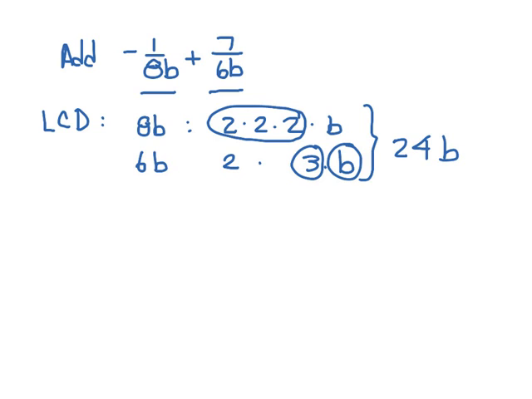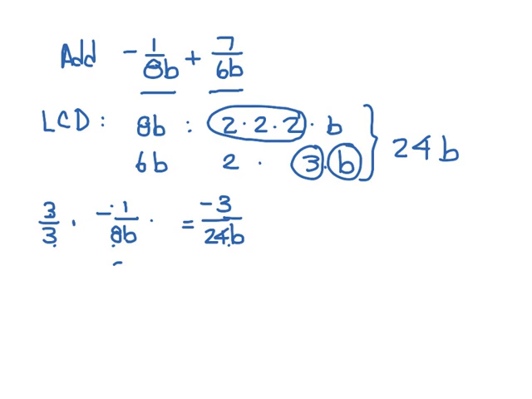Now what we want to do is to write each fraction in terms of that new common denominator. So in order for us to write negative 1 over 8b as a fraction that has 24b as a denominator, we're multiplying top and bottom, numerator and denominator, by 3. 3 times 8b gives me 24b, so 3 times negative 1 is going to be in our numerator.